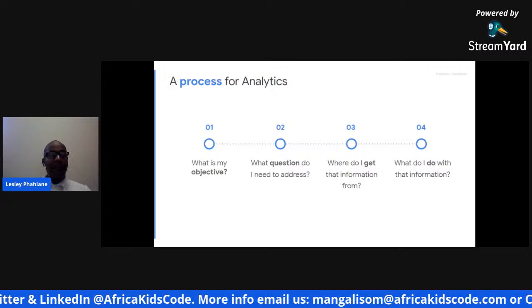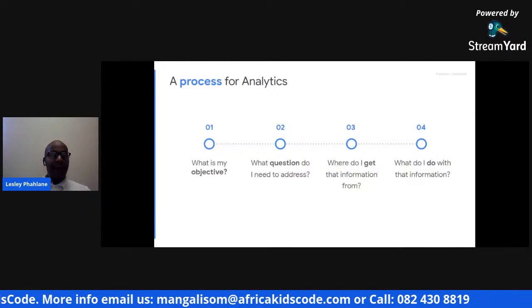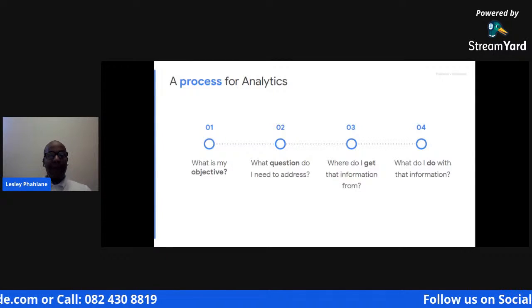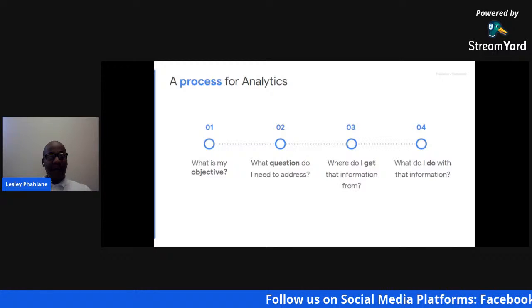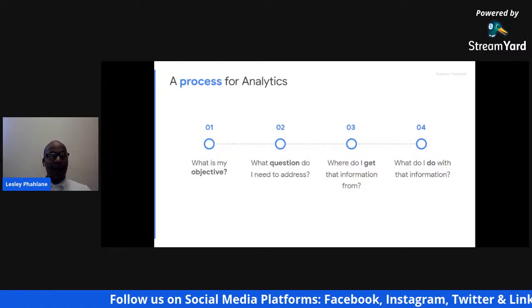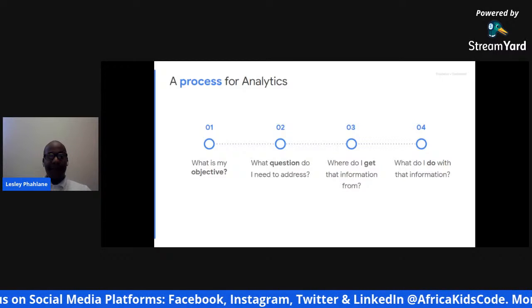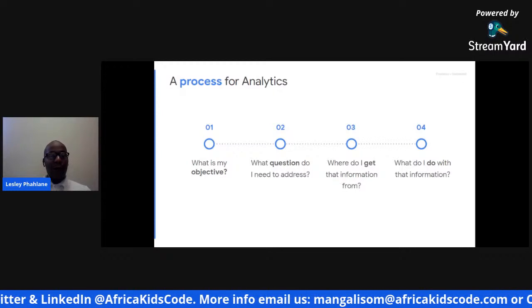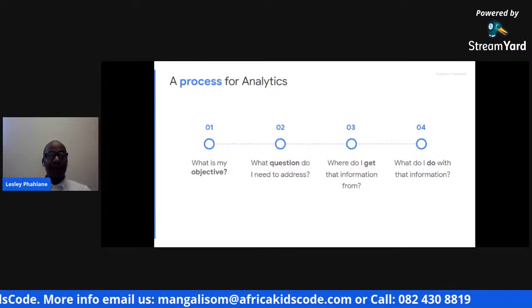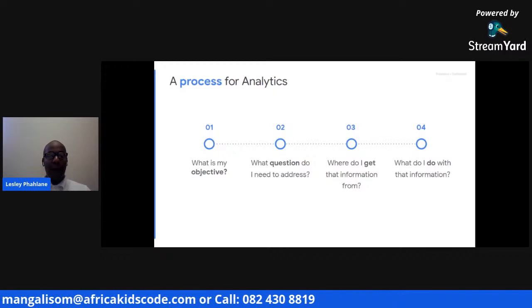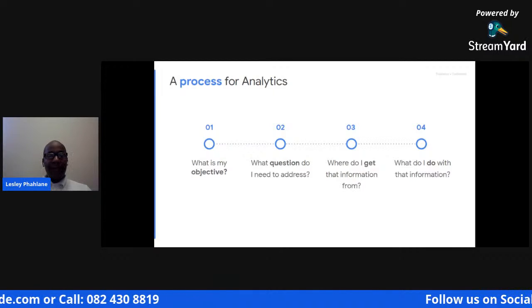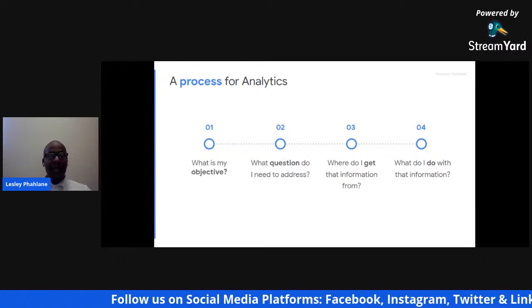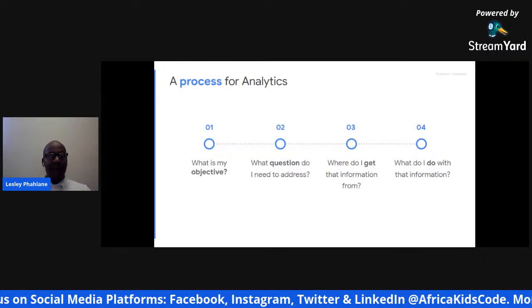We're gonna go through a process for analytics, and we're gonna break this process down into 4 steps. The first one is to identify your objective. What is my objective? The second one is, what questions do I need to address? Thirdly, where do I get the information from? And fourthly, which is the last one, what do I do with that information? After gathering the information, what do I do with it? So you are going to look closer at what can be done with that information.